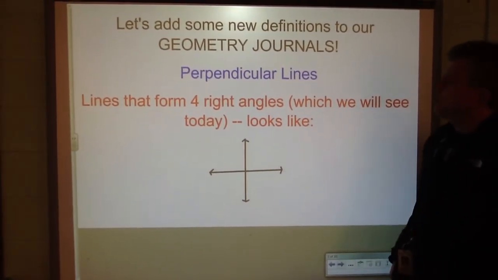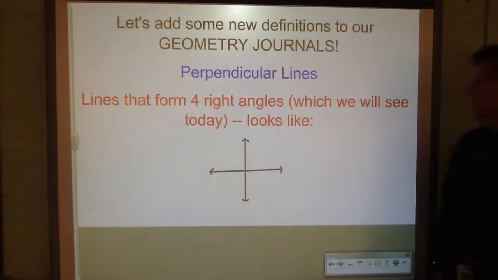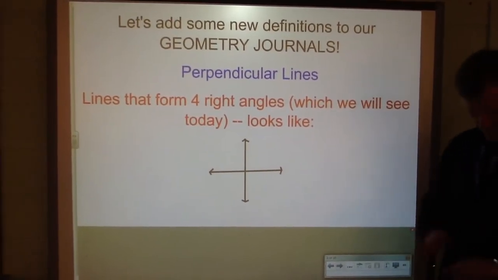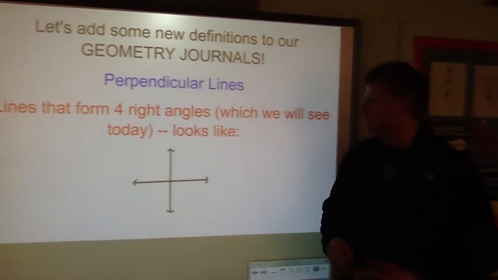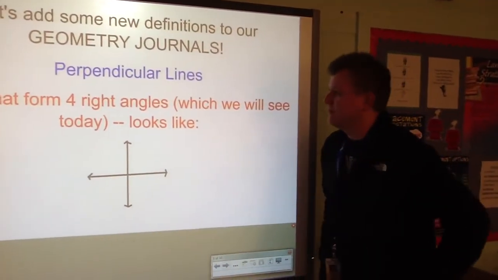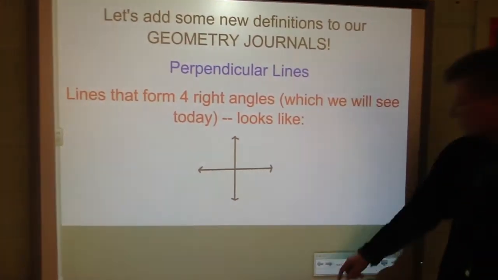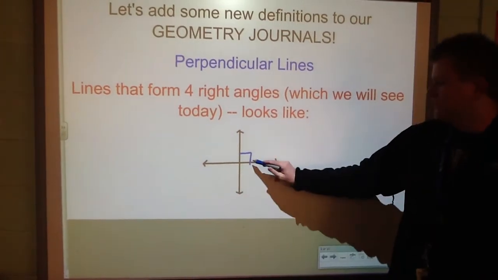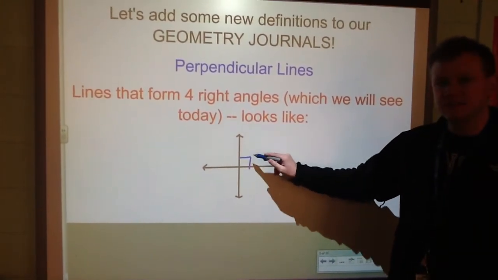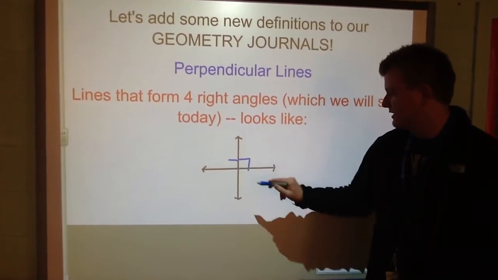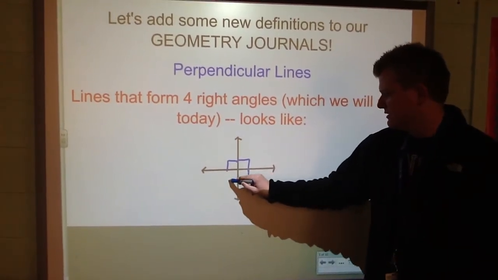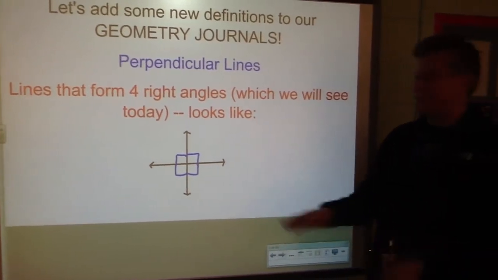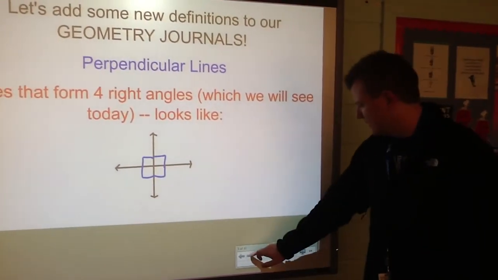Let's do another one. Perpendicular lines. They are lines that form four right angles. Well, we're going to see what right angles are today. Four right angles. Lines that form four right angles. So, a right angle is a 90 degree angle. And one thing, and we'll get to it, but if you can put that little perfectly square box, that's a 90-degree angle. Same thing there, same thing there, same thing there. A really well written out T or a cross would give you perpendicular lines.